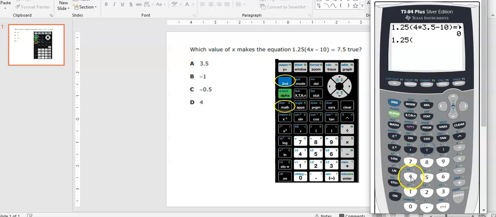1.25 left parenthesis 4 times, and now I'm going to go grab this negative 1. All right, this negative 1 needs to be in parentheses. Anytime you have something that's got a negative on it and you want to multiply by something else, you better put a parenthesis around it. Okay, minus 10, close it. Second test, and we're using the 7.5. Okay, so it gave me another 0.